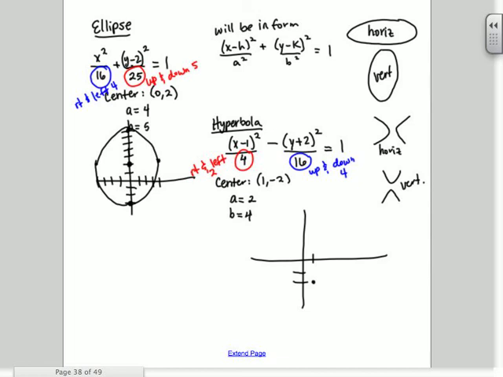And just like before, I need to find 4 different points. Okay, so I have a is equal to 2. That was underneath my x, so I'm going to go right and left 2. And then b was 4, and that was under my y, so I'm going to go up and down 4. 1, 2, 3, 4. Okay, that's kind of given me a guide on where my hyperbola is going to go.